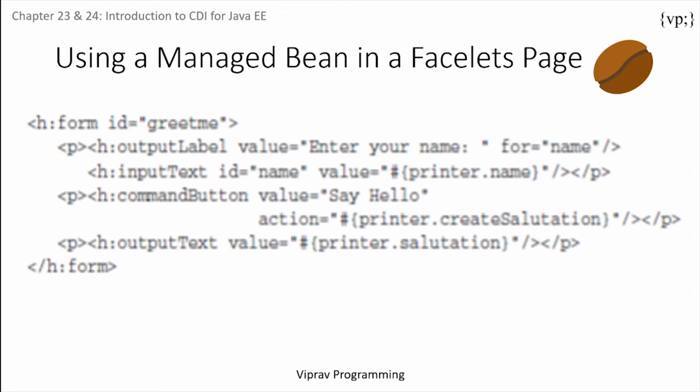Using this managed bean, this code asks the user to enter your name. It then returns a paragraph of their name with a salutation, either an informal greeting or a formal greeting like you saw before. Either it'll say, "Hi, Viprov," or "Hello, Viprov."